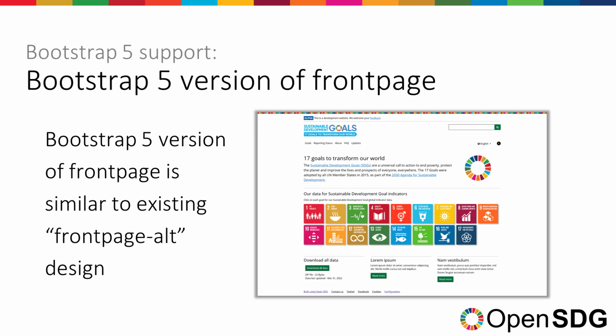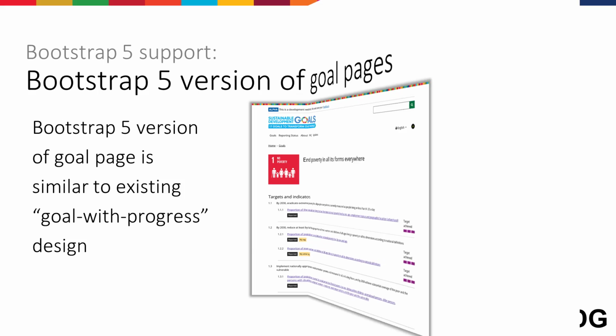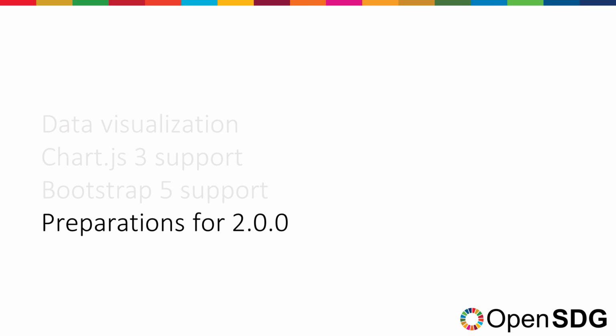The front page design that is used in Bootstrap 5 is similar to the existing front page alt design, as shown here. Similarly, the goal pages design that is used in Bootstrap 5 is similar to the goal with progress design, as shown here. Finally, let's discuss preparations for OpenSDG 2.0.0.